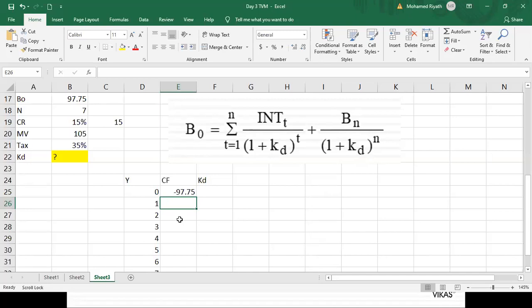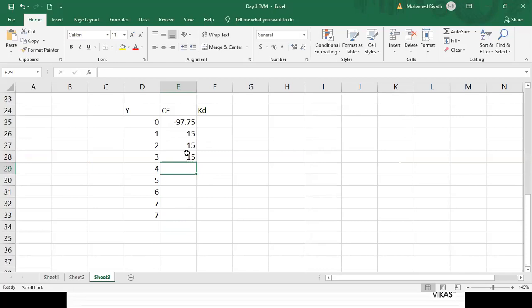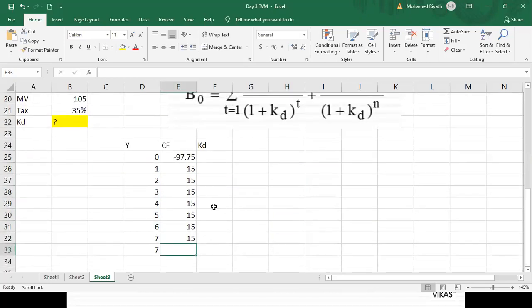Face value is 100, coupon rate is 15%. Therefore, you will receive how much? 15 rupees every year. At the end of every year, you will receive 15 rupees until its maturity. And at the end of the maturity, you will receive how much? Maturity value. How much maturity value? It is 105. Right?